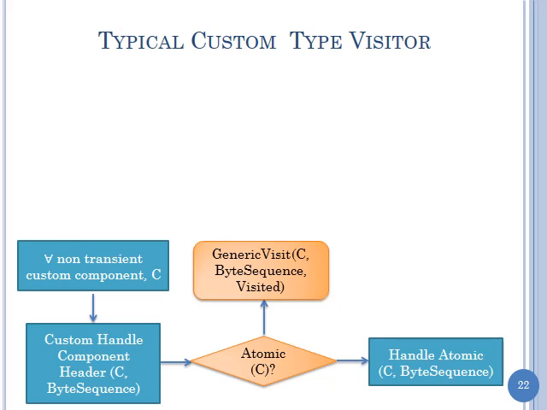Shown here, typically what's going to happen is that I'm going to say if it's atomic, go to handle atomic. So I'm going to determine which components I'm going to serialize, in what order I'm going to serialize, I'm going to identify what the components are, and then for each component or descendant, we don't know, it's up to you, go and say, hey, generic visit, now you go ahead and dispatch.